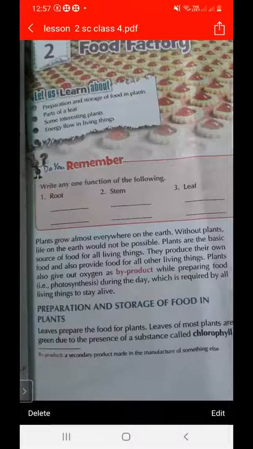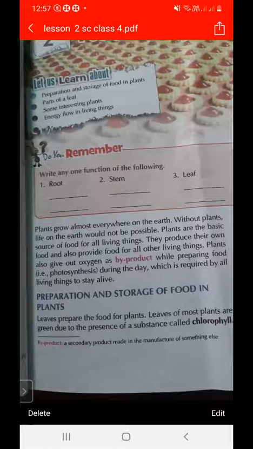Question number two: the answer is that plants give us oxygen to stay alive. So without plants, life on the earth would not be possible. Second, what are the uses of plants? First, plants give us oxygen. Second, plants give us food for all living things.